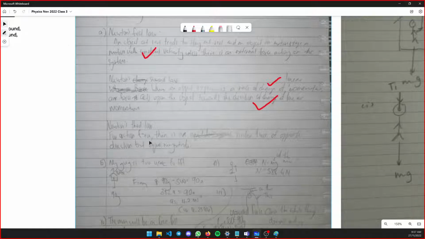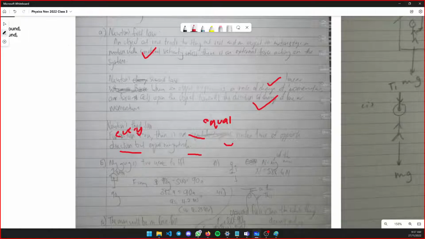Newton's third law: for every action force, there is an equal reaction force of opposite direction but equal magnitude. That's the important part.